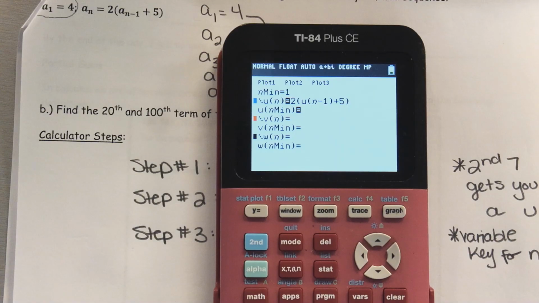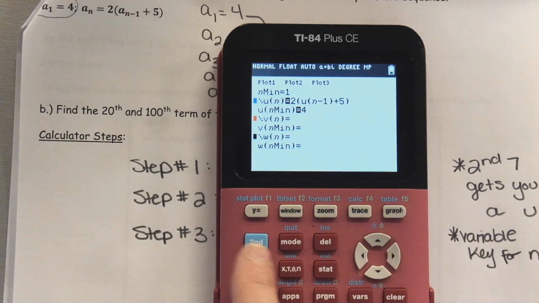We had to make the U come up by pressing second 7 to get it to come up, because that's the only way to get a U. And so now these match. And then this term is n minus 1, so we needed the n minus 1 in parentheses. And then we've got our plus 5 because that was part of our equation. Good? Okay. Then, what was your first value? 4.